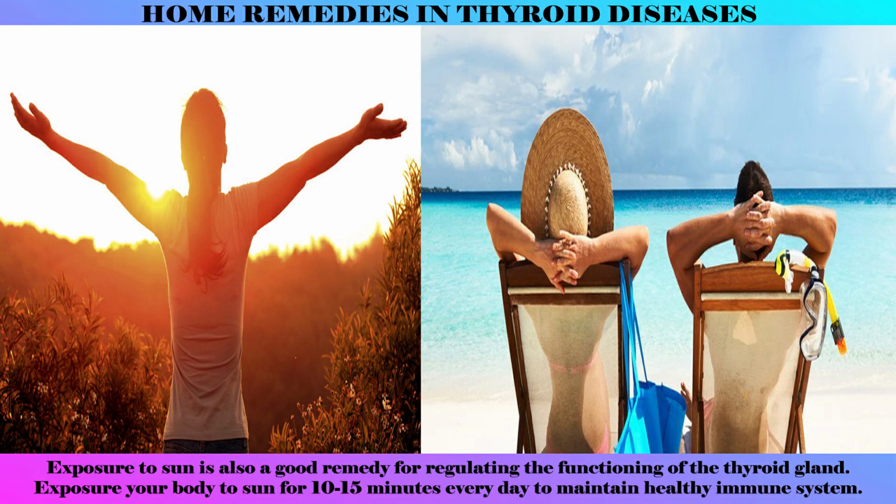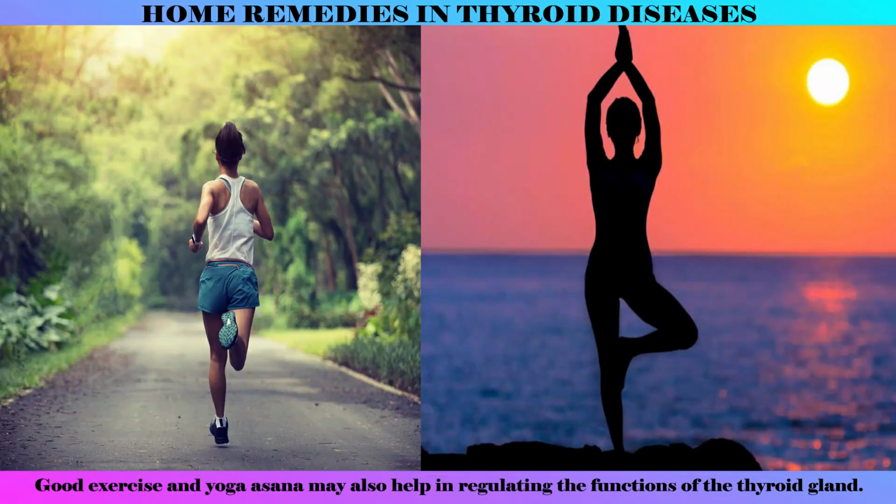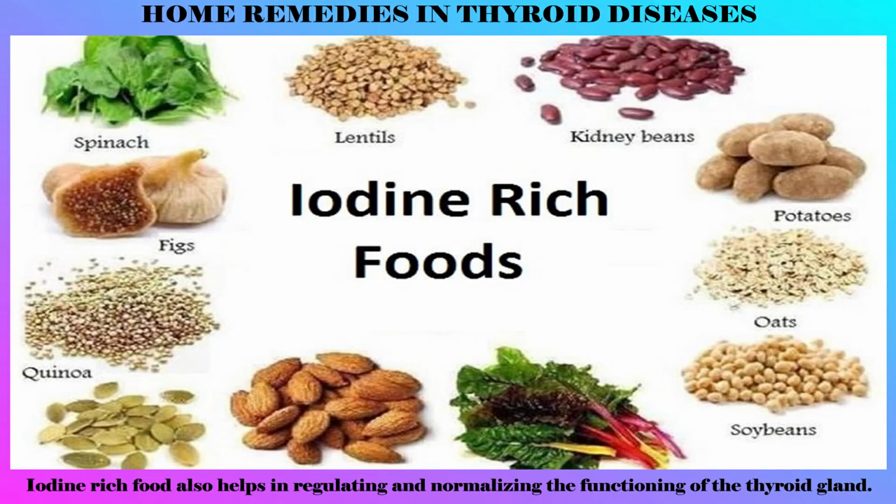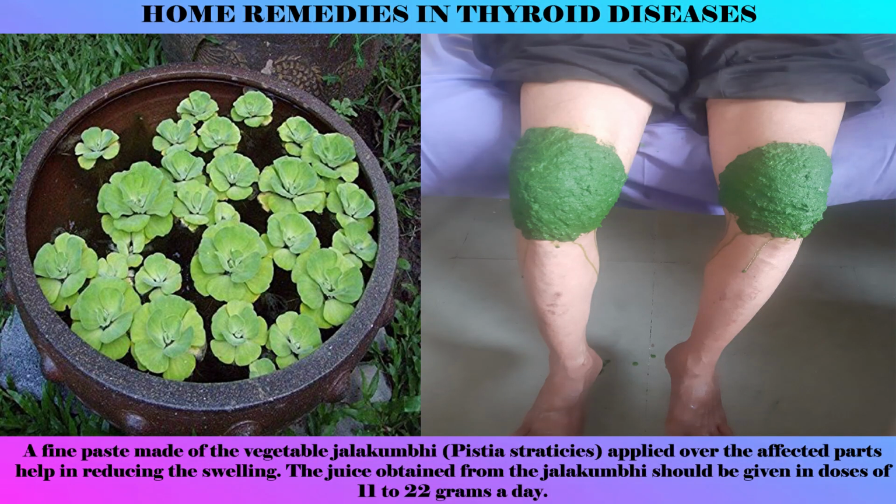Expose your body to sun for 10 to 15 minutes every day to maintain a healthy immune system. Good exercise and yoga asanas may also help in regulating the functions of the thyroid gland. Iodine-rich food also helps in regulating and normalizing the function of the thyroid gland. A fine paste made of the vegetable jalakumbi, Pistia stratiotes, applied over the affected part helps in reducing the swelling. The juice obtained from the jalakumbi should be given in a dosage of 11 to 22 grams a day.